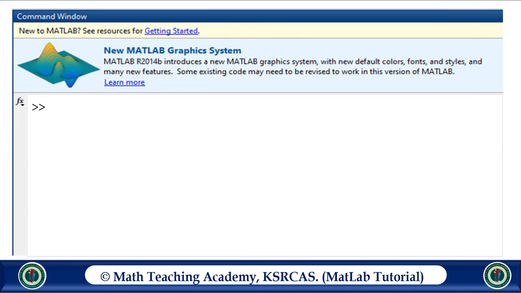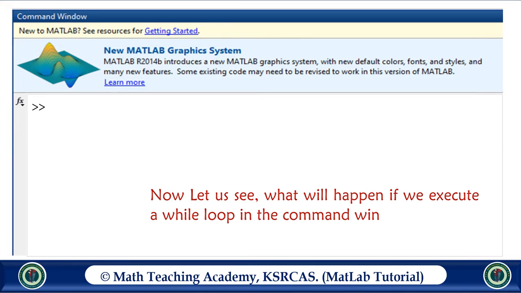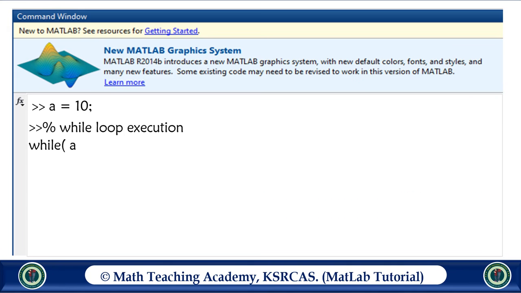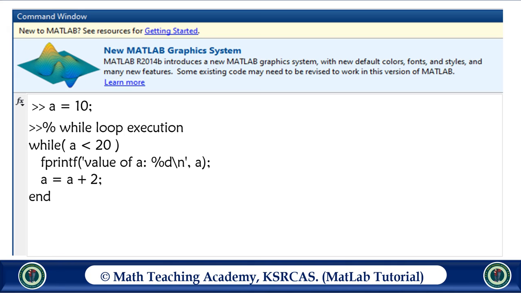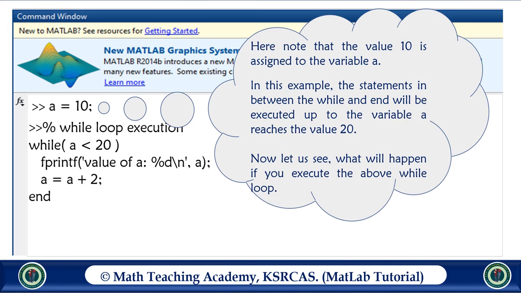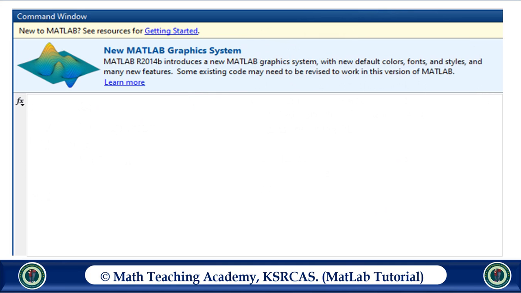Now let's do this example in the command window. Now let's see what will happen if we execute a while loop in the command window. Have a look at this code. After pressing enter, note that the value 10 is assigned to the variable a. In this example, the statements between the while and end will be executed until the variable a reaches the value 20. Now let's see what will happen if we execute the above while loop. So the output becomes 10, 12, 14, 16, 18.